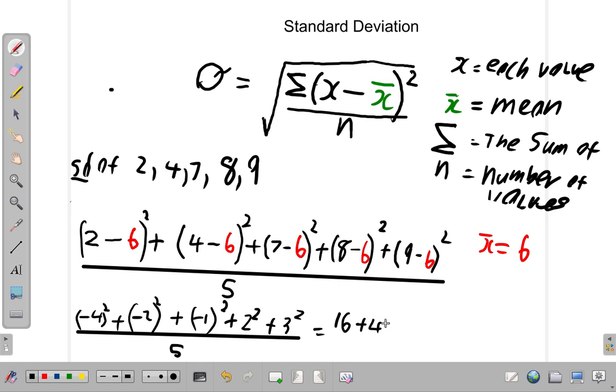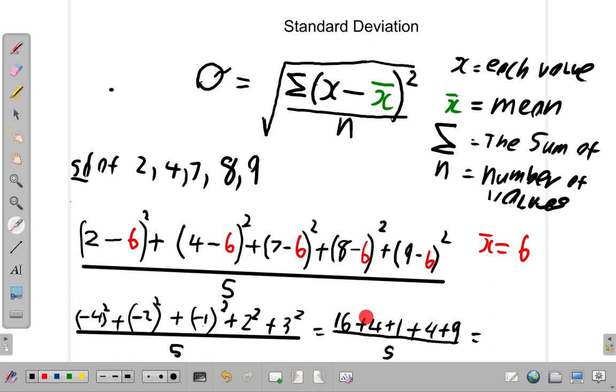Pause the video and finish that off for me and calculate the standard deviation for me. Okay, did you do that? Did you finally get the standard deviation? Let's continue this and notice that each item being added will become positive, because when you square a negative number it becomes positive, right? So negative 1 squared is 1, plus 2 squared is 4, plus 3 squared is 9, all divided by 5. So what do you get now?